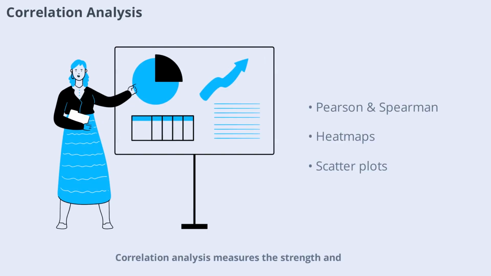Correlation analysis measures the strength and direction of relationship between numerical variables. A high correlation suggests a strong relationship, while a low correlation indicates little to no connection. Correlation coefficients like Pearson's or Spearman are commonly used. Visualizing correlations with heat maps or scatter plots can make these relationships clearer and guide your next steps in analysis.